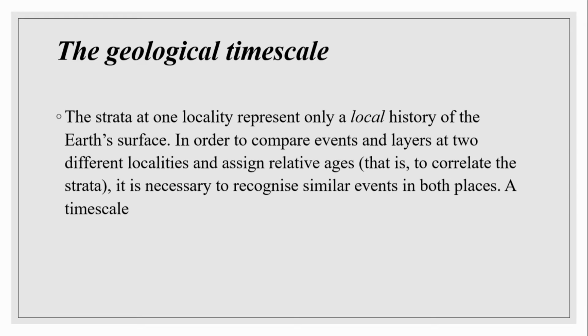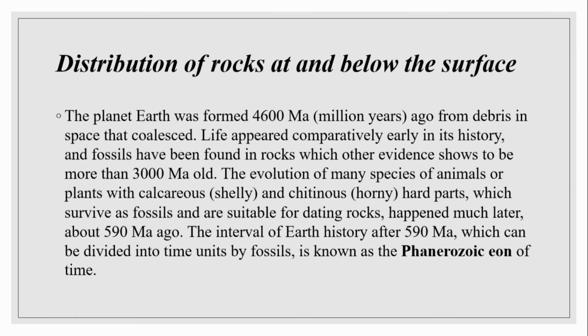The geological time scale. The strata at one locality represent only a local history of the Earth's surface. In order to compare events in layers at two different localities and assign relative ages, that is, to correlate the strata, it is necessary to recognize similar events in both places. Distribution of rocks at and below the surface, on which local events can be dated, must be based on events and changes that can be recognized in widely separated places.